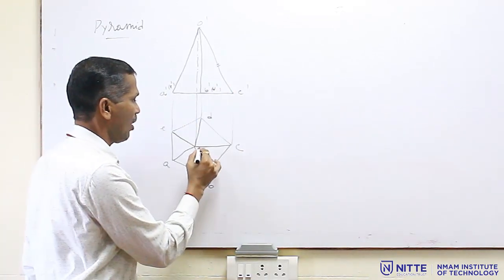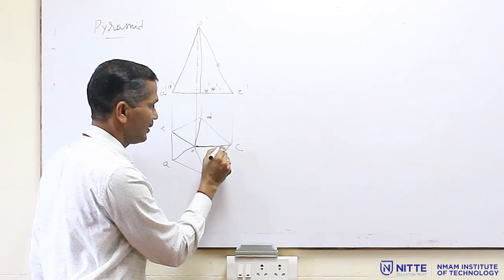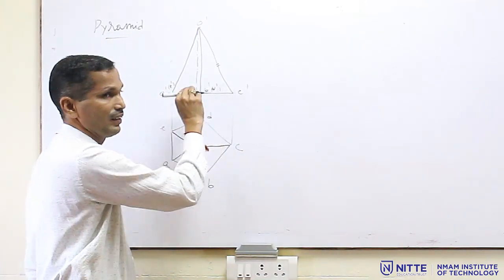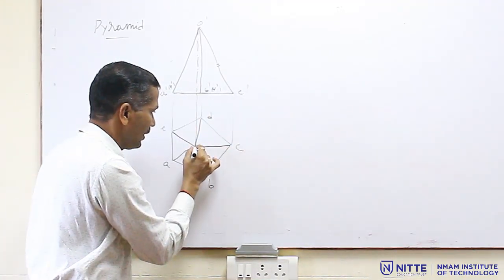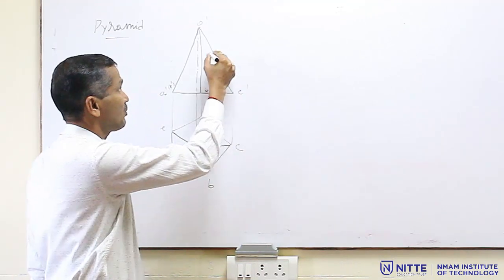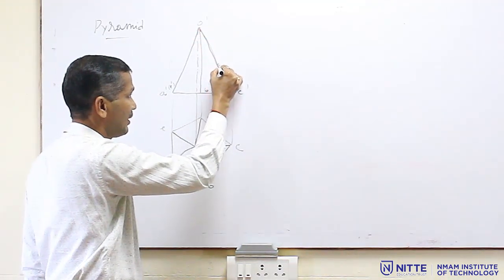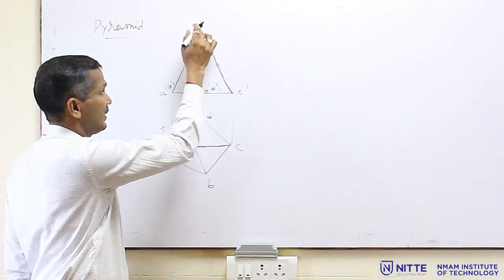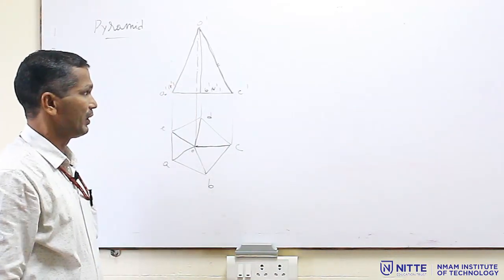Now, if you see in the top view here, OC, this particular line is parallel to the XY line. That means it is parallel to VP. That is why the length of this OC will be the actual length in the front view. So, this length you have to take for the development. Remaining all these slant edges are the apparent length, so we cannot use them for the development.